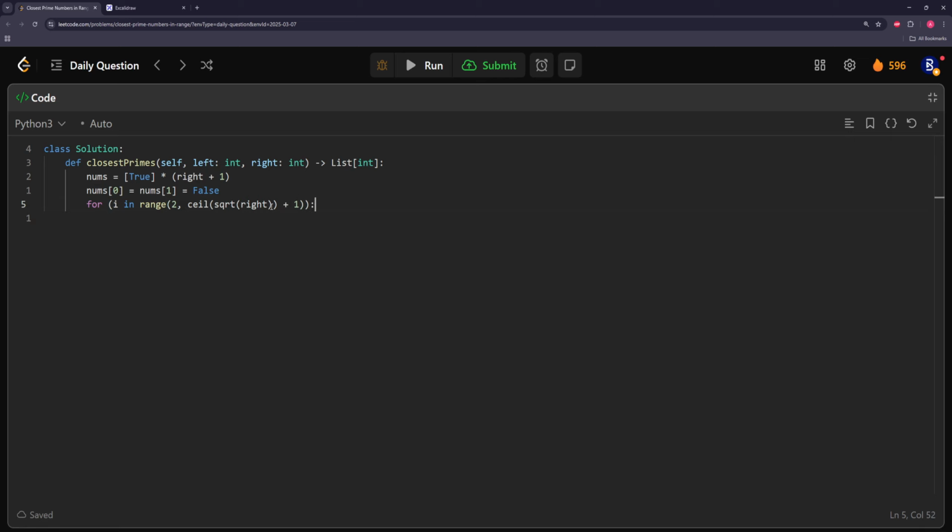Okay, I think floor will also work, but just in case. So we're going to say if nums I is prime, then we need to loop through all factors starting with I squared. We don't need to do I times any number less, because those will already be covered by a smaller number. So for j in range, this is going to be I times I, right plus 1, and we're going to keep increasing by I. Nums j equals false, so it won't be prime because it's a factor of something.